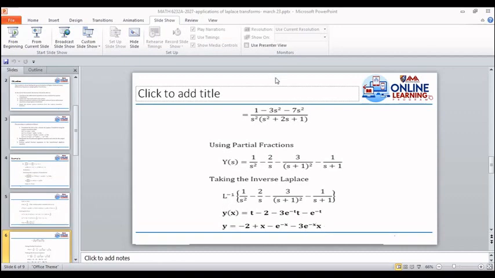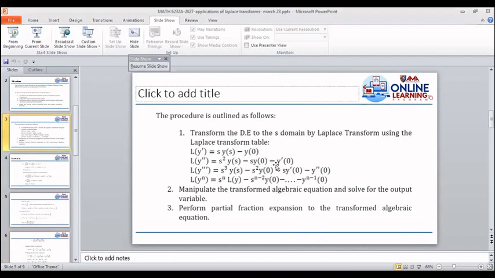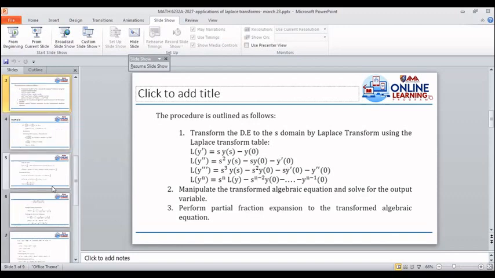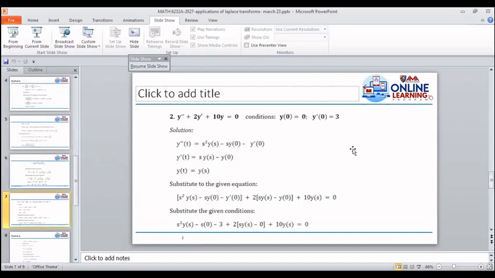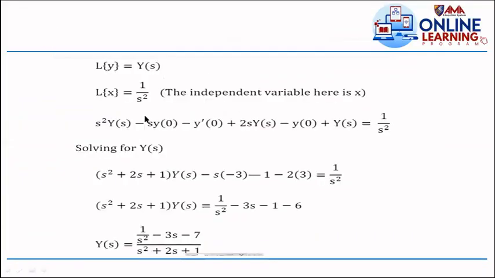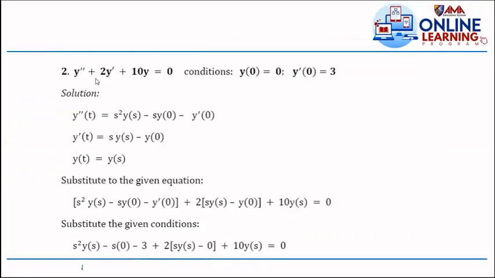So what we do here is just follow the formula based on the Laplace transform table. Then we're going to convert the s function into the t function, and then we're going to go back to the original function of x. Okay? So next, we have your second example. Y double prime plus 2y prime plus 10y is equal to 0. Your conditions: y0 is equal to 0 and y prime 0 is equal to 3.